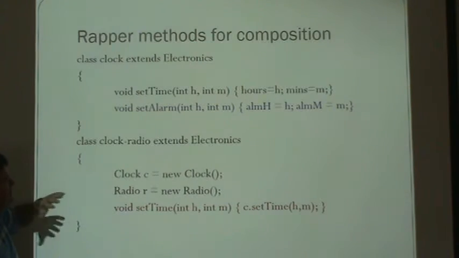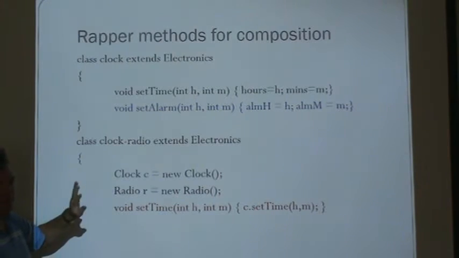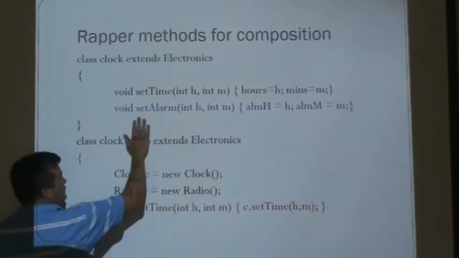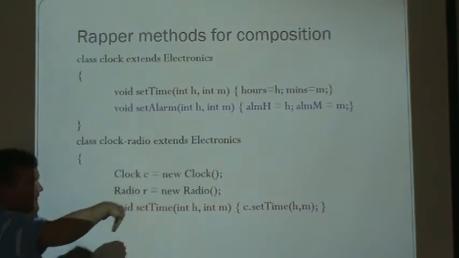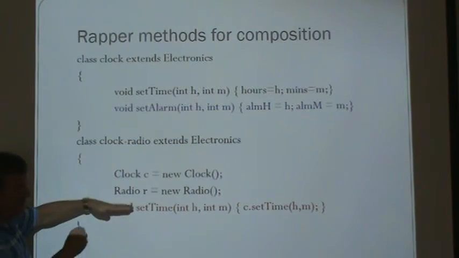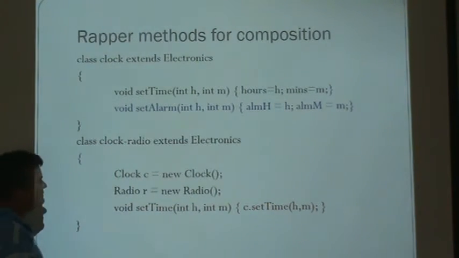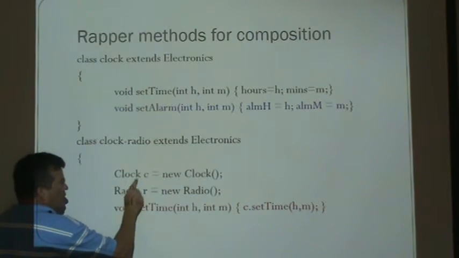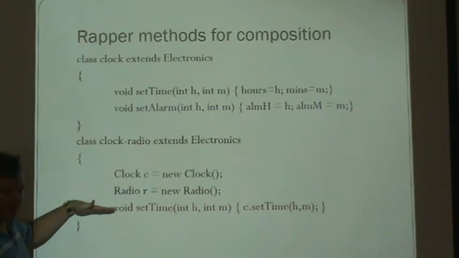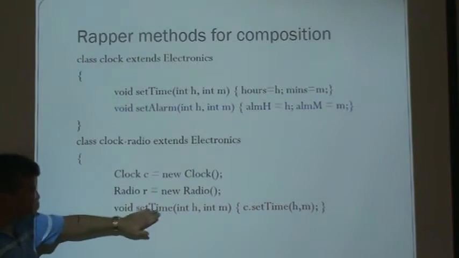Oh, no, in this example, a radio doesn't have a set time function. So I'm just saying, suppose you had some code that creates a clock and then calls its set time function. Now you'd like to go and do the same thing. You'd like to make a clock radio and call its set time function. Since we're not inheriting, we're creating an object, we don't have a set time function here. Our clock radio class doesn't have a set time function.